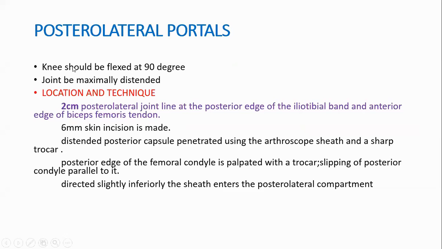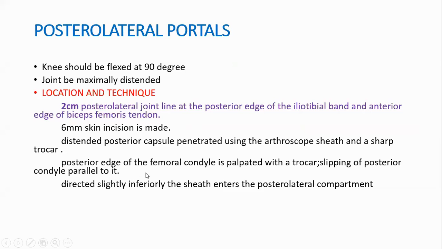The entry point of this portal is located 2 cm posterolateral to the joint line, at the posterior edge of the iliotibial band and anterior edge of the biceps femoris tendon. A 6 cm skin incision is made and the distended posterior capsule is visualized, and then it is penetrated using the arthroscope sheath and a sharp trocar.